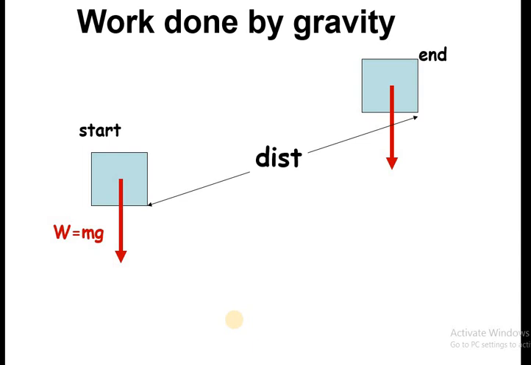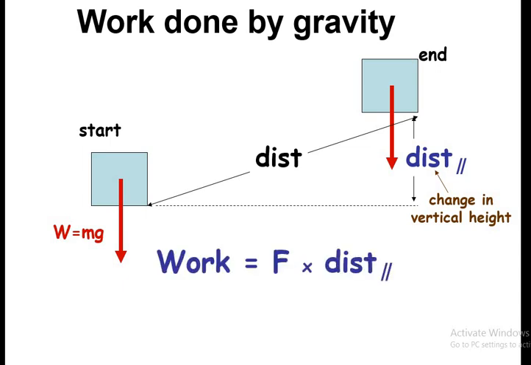The force of gravity on the body. What is the force of gravity? I have written here W equals mg. So here the force of gravity, that is mg, is acting vertically downward, and the vertical displacement in the direction of force is h, we can take. Therefore what is the work done here? Work done is given by F cross D.